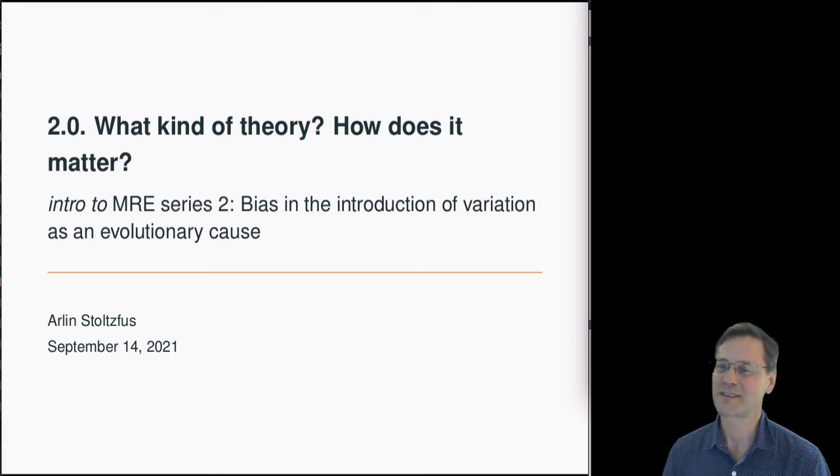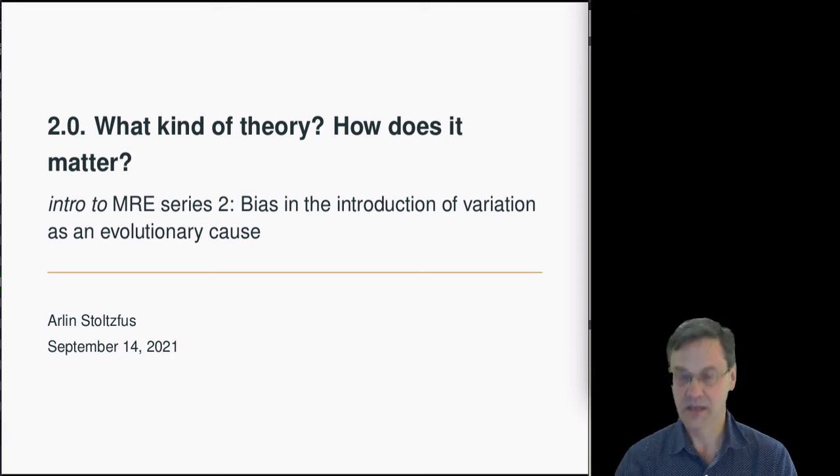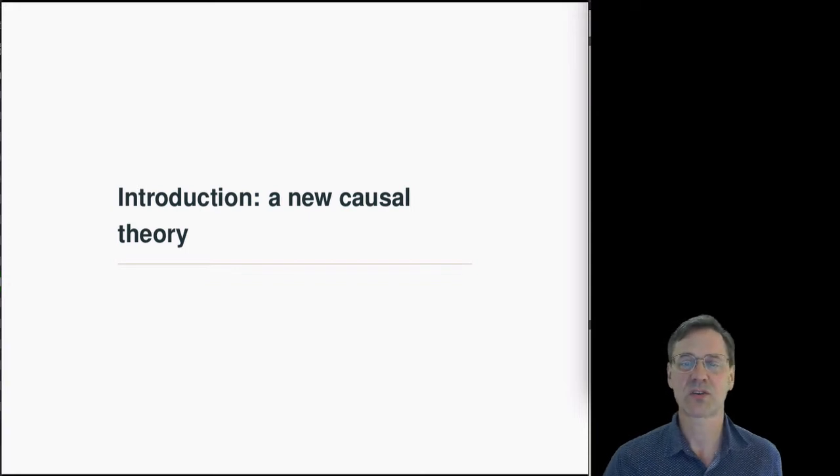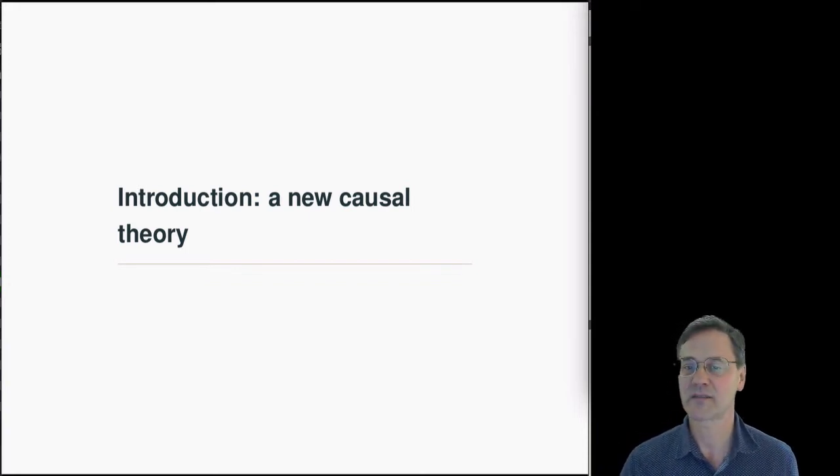Hello and welcome to this series of lectures on understanding bias and introduction of variation as an evolutionary cause. A major theme of the synthesis era, going back to Fisher, was the rejection of theories alleged to be incompatible with Mendelian population genetics, including internalist theories that refer to internal tendencies of variation.